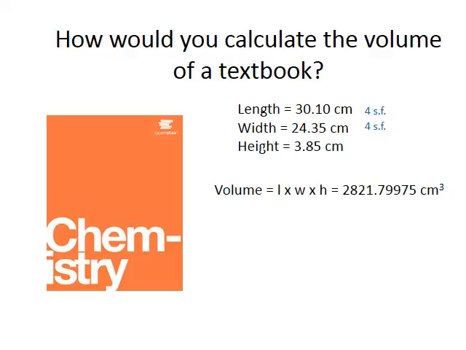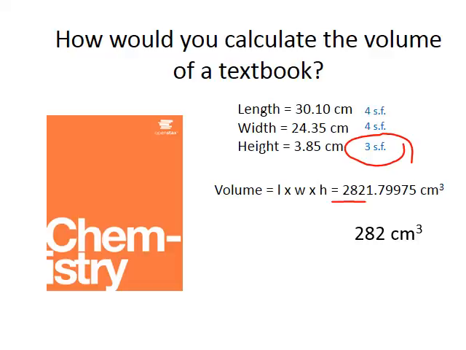24.35 centimeters is also 4 significant figures, all non-zero digits there, each one of them counts. And the same thing applies for 3.85 centimeters, except this time we only have 3 places represented, so 3 significant figures. This means that we have to round our answer to the least number of significant figures in our measurement, which is 3 significant figures. So we start with the first non-zero on the left in our calculated result, and we count over 3 places. And that takes us to 282. So there we go, 282 centimeters cubed.